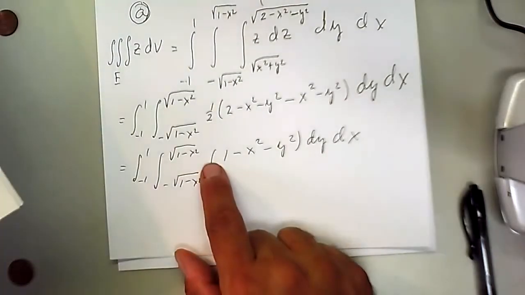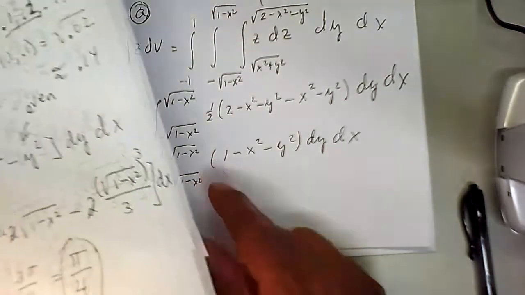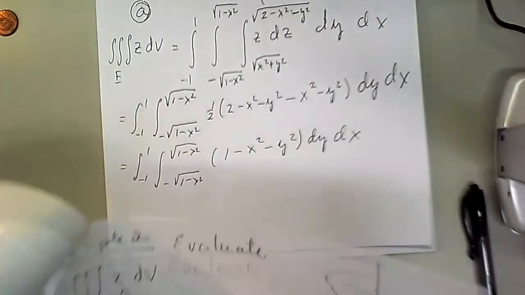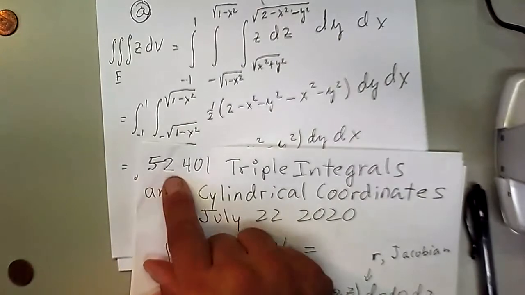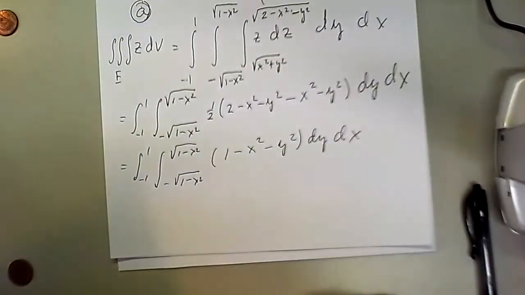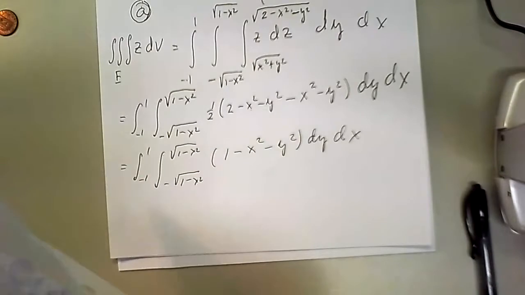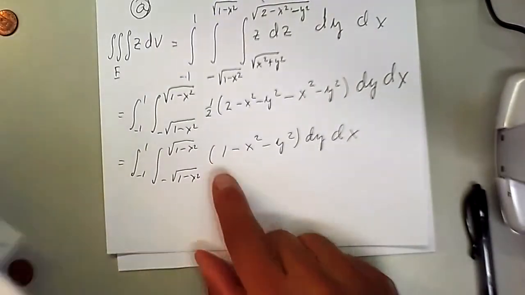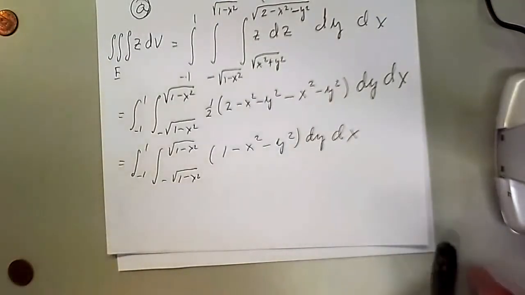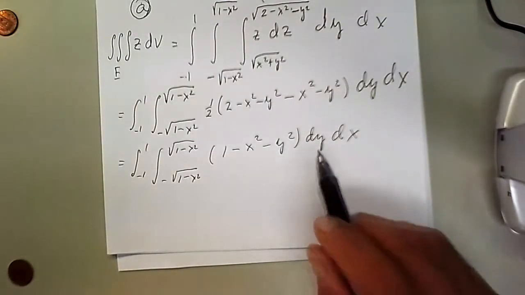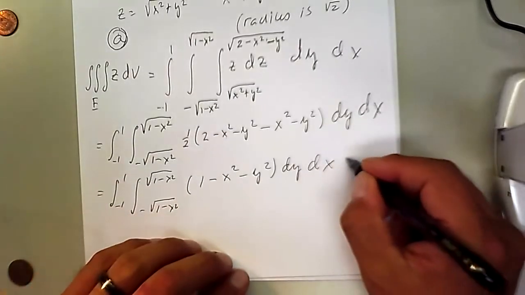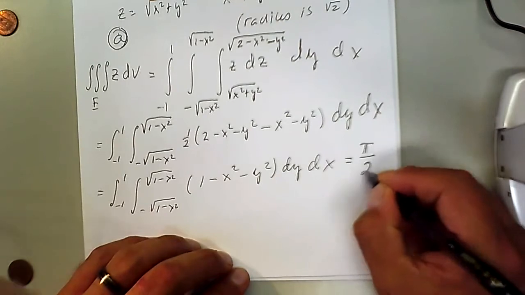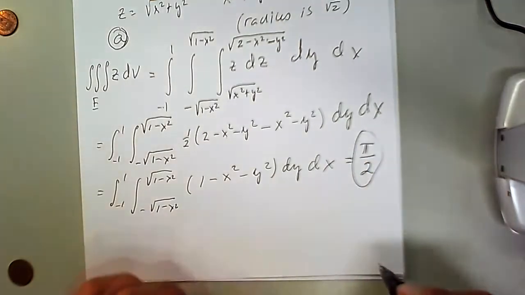So since this doesn't have a half, I'm going to piggyback on example 2 of the video 52401. And what was the answer? Pi over 4. But that one did have a half. This one doesn't. So we're going to double this, and that's going to give us pi over 2. So you can do the math if you want to, but we already did it. So pi over 2. Ta-da, there's the answer.